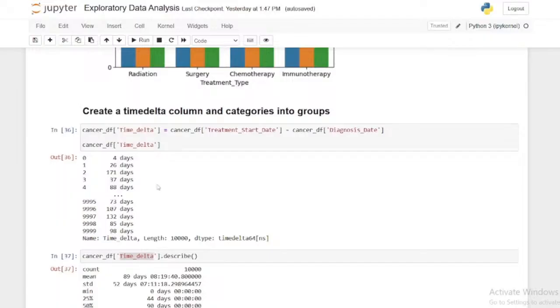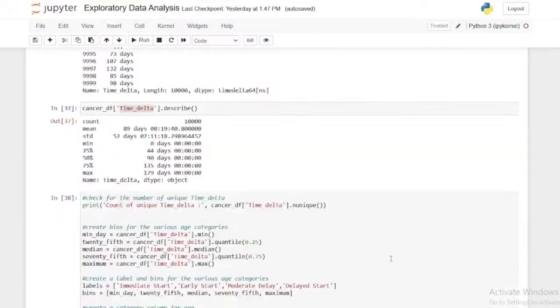Now what I want to do next is to create a categorical column with these values, and we're going to be creating labels for these categorical columns. I'll be classifying it as immediate start, early start, moderate delay, and delayed start. Because we want to analyze if this had to do with the outcome of a patient. Is it that people started early, recovered on time, or did they make recovery, or people started late, died, or does it really not matter?